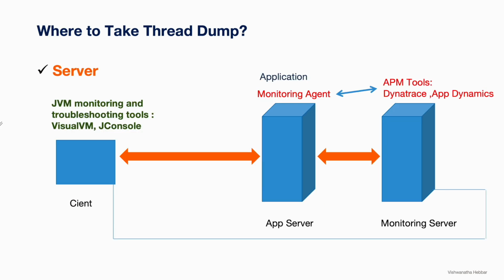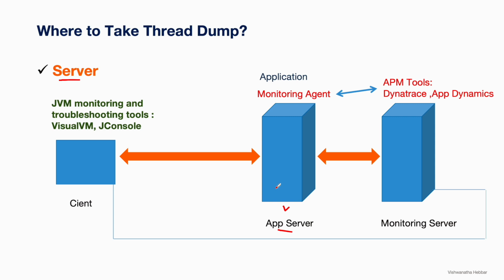Now before going into the commands for taking a thread dump, let us understand where to take thread dump. We need to take a thread dump on the server where the application is running. This is the application server. Here we need to take the thread dump. But sometimes we may not have access to the server.